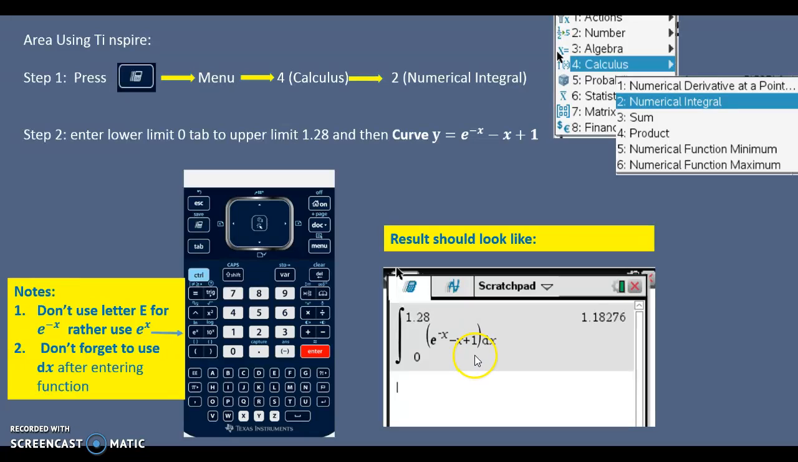You may lose marks if you don't include dx, or if you do not round off your answer properly to 3 significant figures. So your answer should be very clear, 1.18. Okay, thank you.